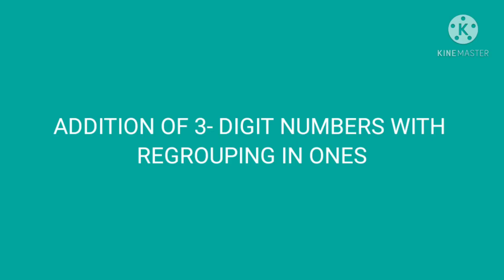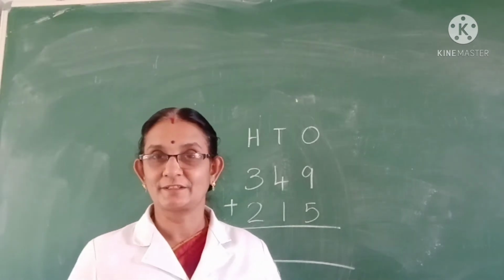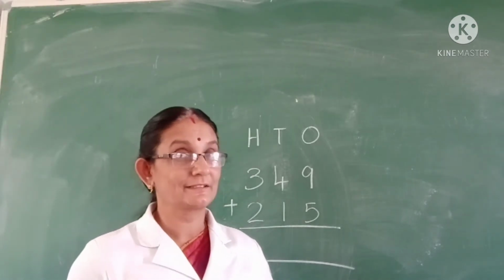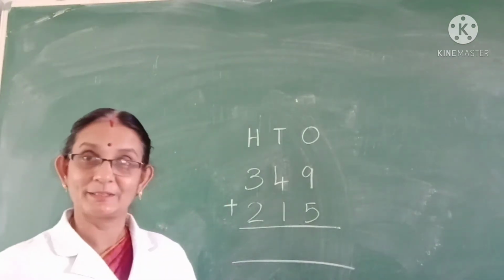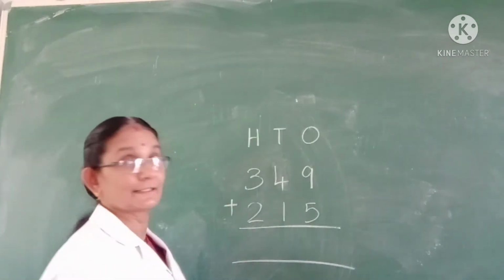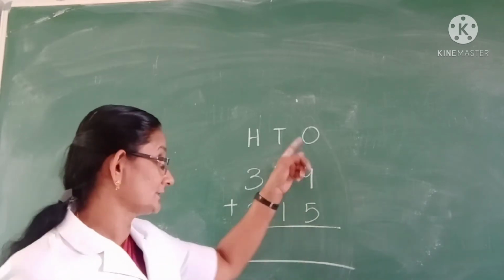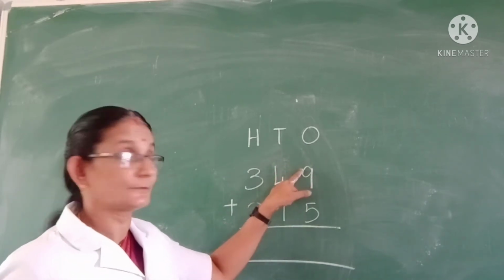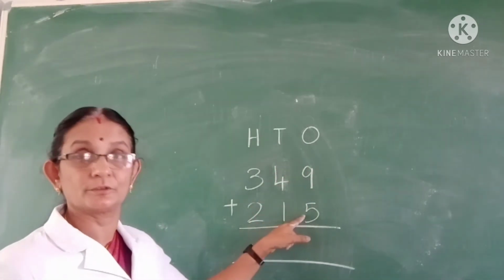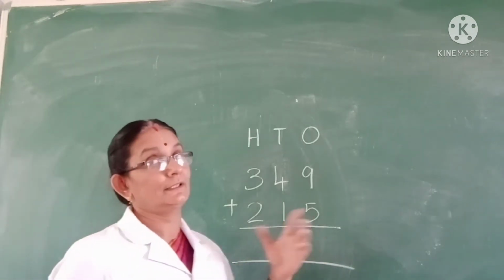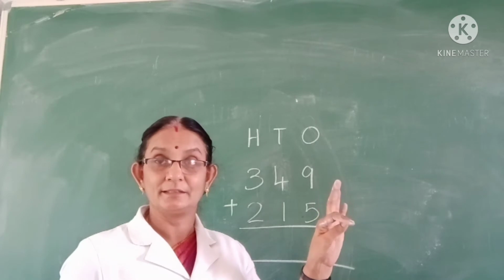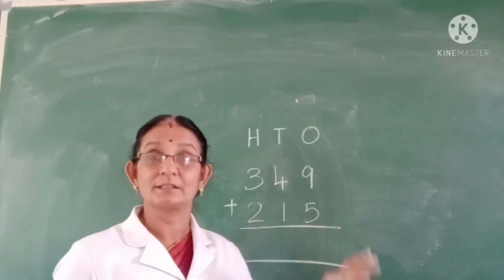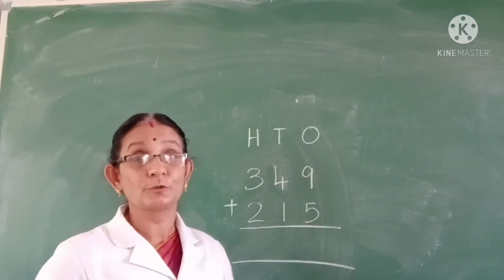Addition of 3-digit numbers with regrouping in ones. So now children, let us add the 3-digit numbers with regrouping in ones place. Okay? So first let us add the digits in the ones place. What are the digits in the ones place? 9 and 5. So what is 9 plus 5? 9 in mind, 5 in hand. After 9, 10, 11, 12, 13, 14. Yes, there are 14 ones.